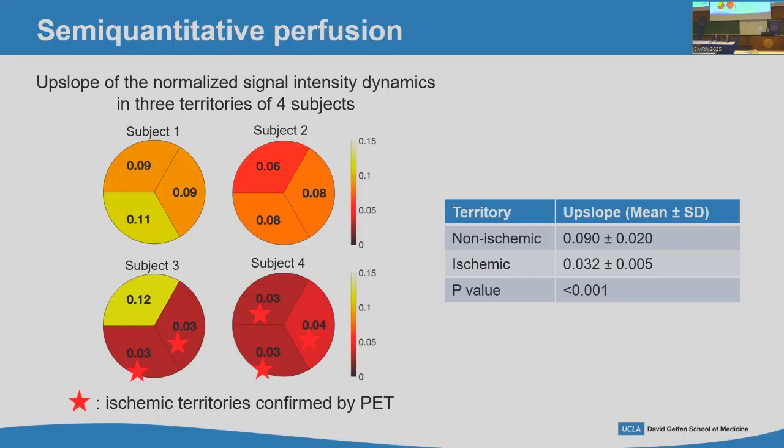The numbers are shown on the left. So subjects 1 and 2 are both healthy volunteers, and subject 3 has 2 ischemic territories according to its PET scan, and subject 4 has 3 vessel disease. So we see a significant difference between the F-slopes of non-ischemic and ischemic territories.